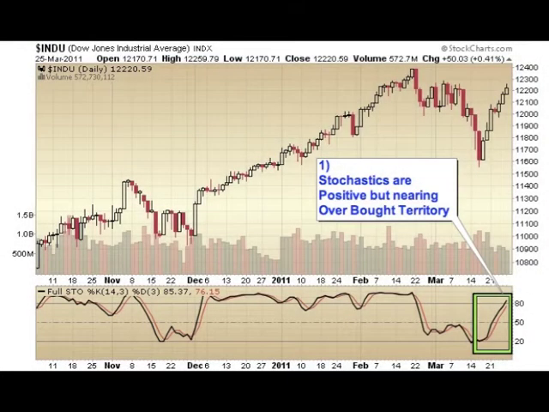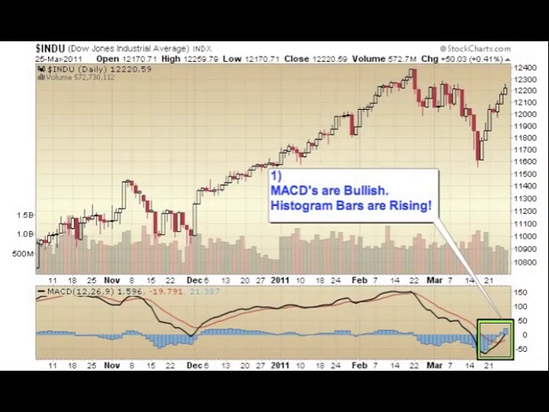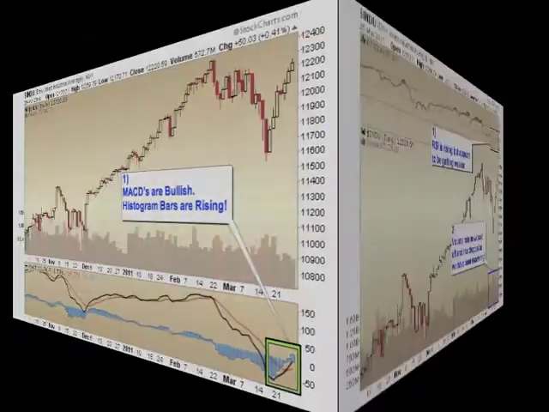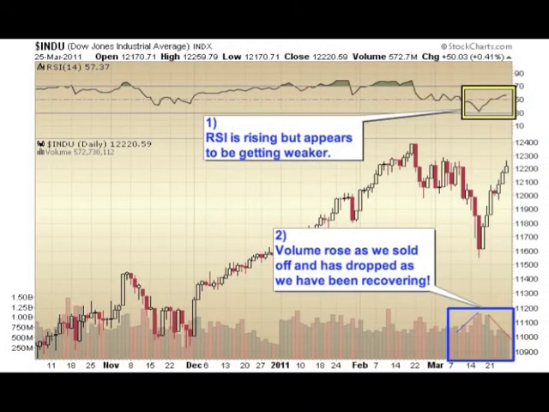And a look at the daily chart of the Dow Jones Industrial Average. Down below, point 1 shows stochastics are positive, but they are nearing overbought territory. We went ahead and gave this one a green mark, as things are still looking good here on the stochastics. And the MACDs, they're bullish, as the black line has crossed the red one, and the histogram bars are rising as well. We gave this one a green mark. And a look up top, point 1 shows relative strength index is rising, but appears to be getting a bit weaker, so we gave this one a little caution and issued a yellow mark.